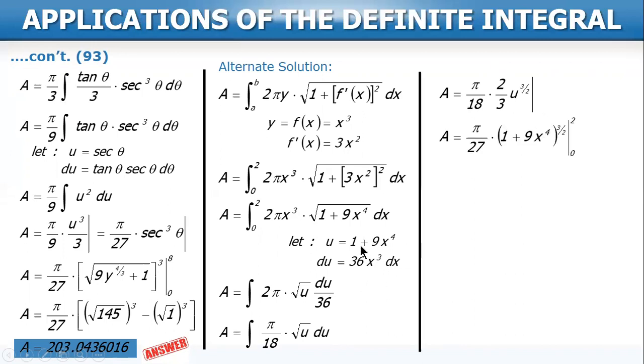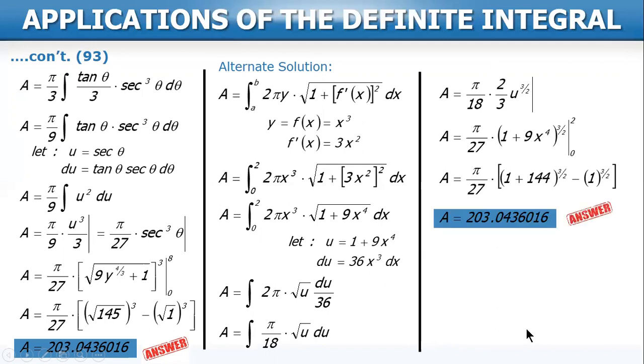Ang u na to is 1 plus 9x raised to 4. So, we evaluate 2. 2 raised to 4 is 16 times 9, 144 plus 1. And then 0, 1 lang. Okay. Same result. Okay? Same result. Okay, whether ang gamito nimo is this one, kini, dx or dy, same result.